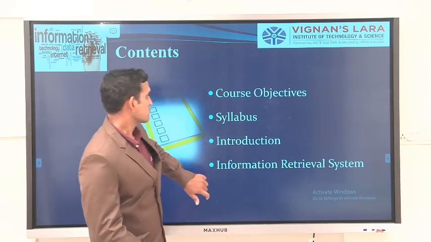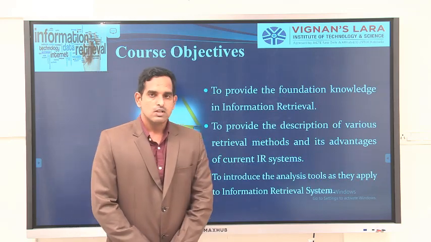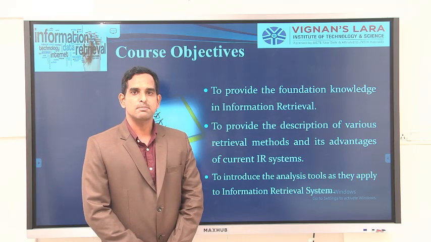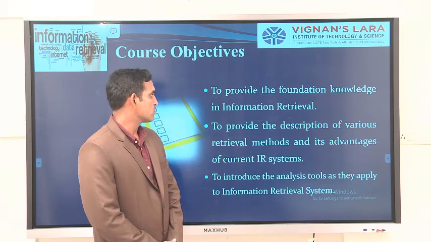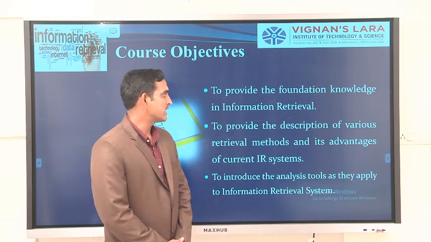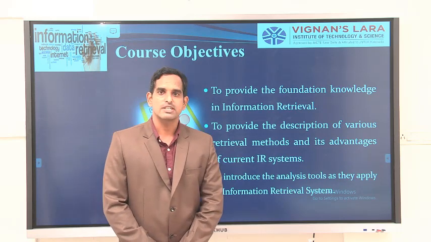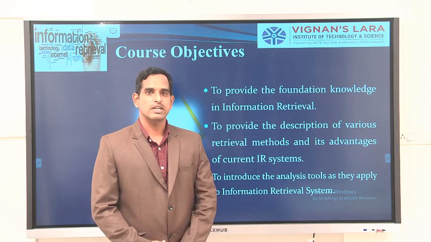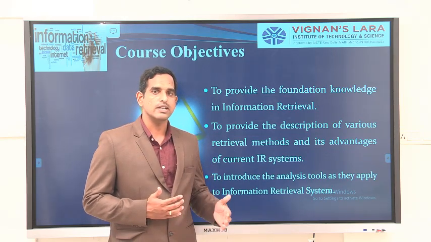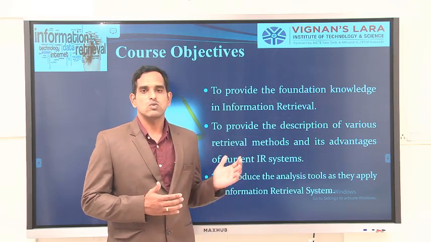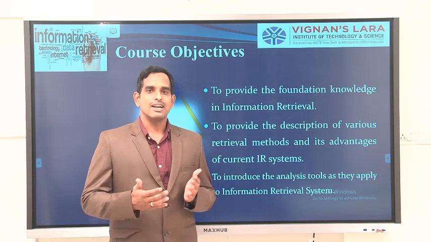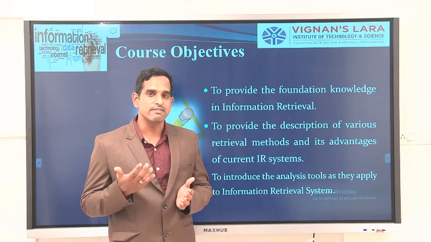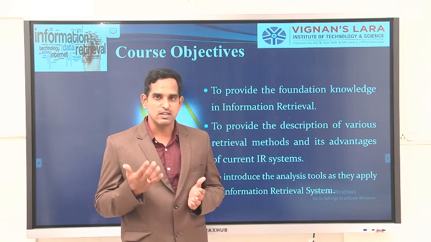So first, the course objectives. The course objectives will tell you what aims you are going to achieve as a part of this particular course. So first, to provide you a foundation knowledge of information retrieval. As a part of this course, first you will be learning about the various foundations. So what is information retrieval and how we are going to do information retrieval as a part of information retrieval systems, you are going to learn as a part of this course.